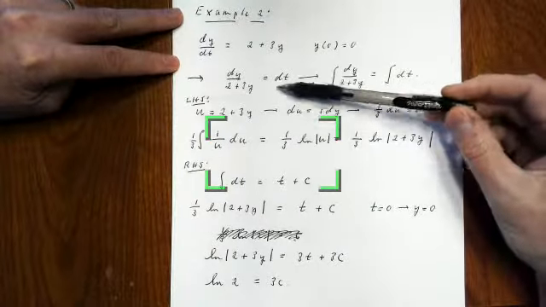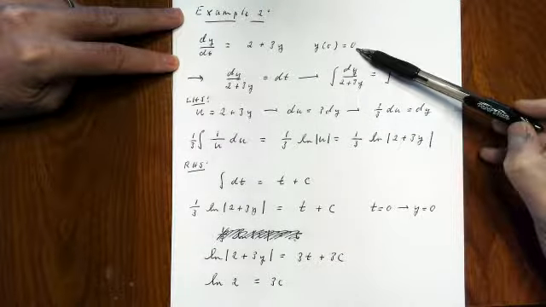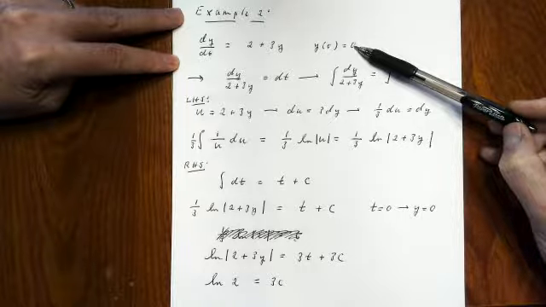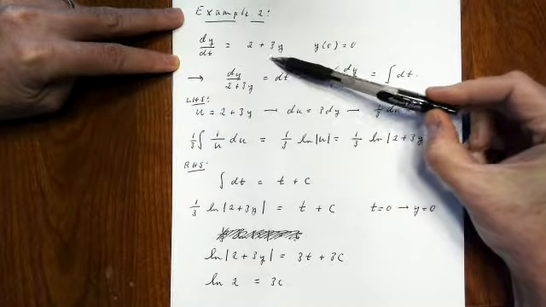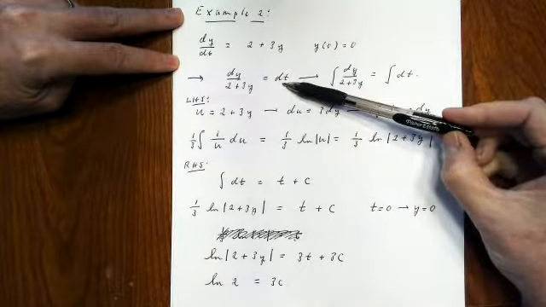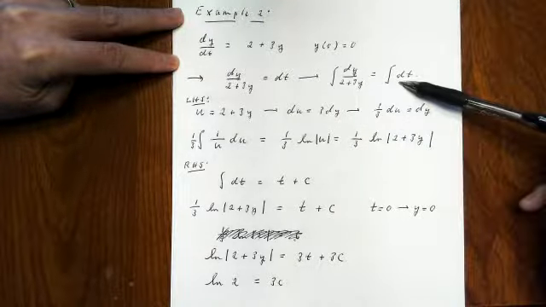dy/dt equals 2 plus 3y with the initial value y of 0 is 0. So we get all the y stuff on one side and all the t stuff on the other side. So we divide by 2 plus 3y, and we multiply each side by dt. We have separated the variables. Now we will integrate each side.